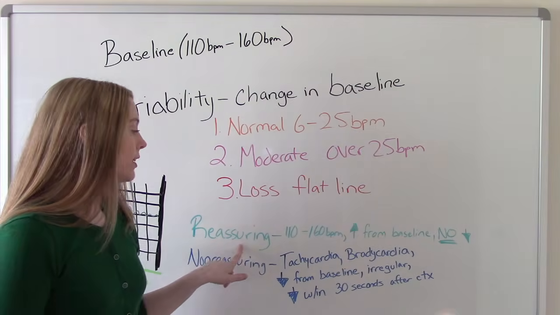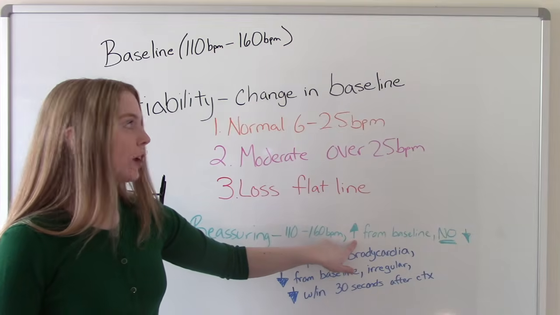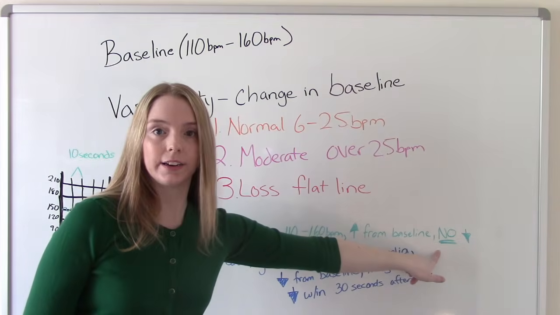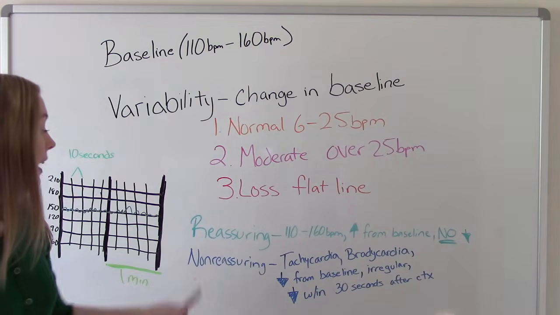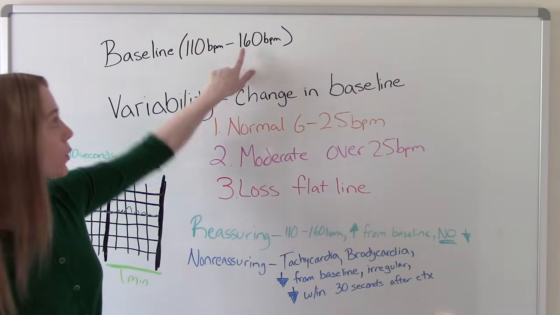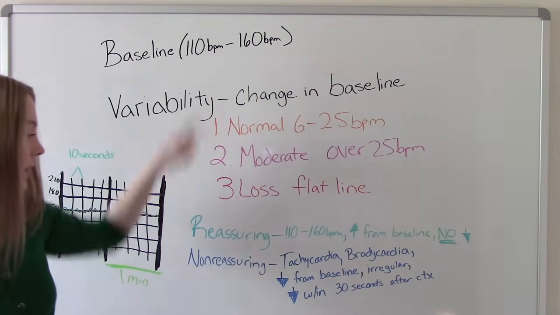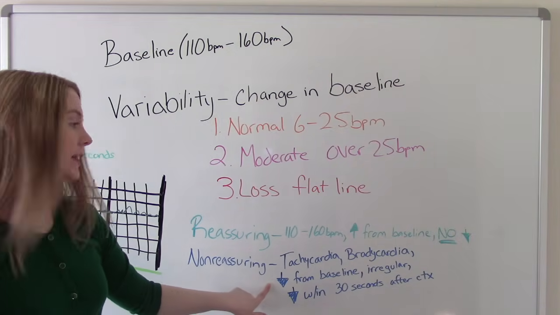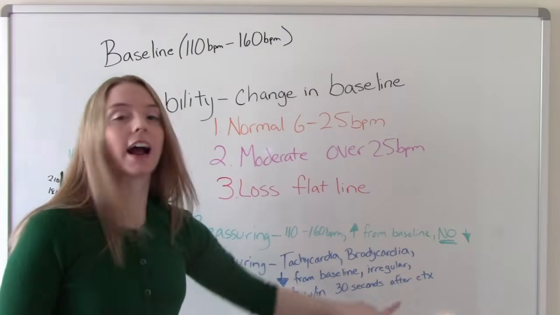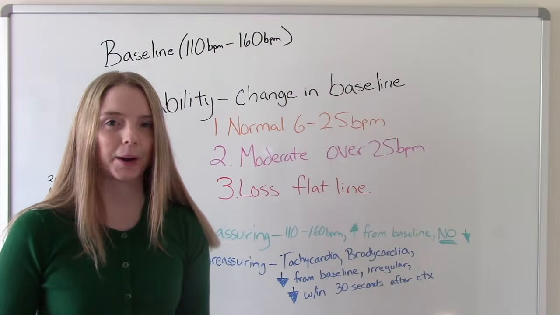So there's reassuring and non-reassuring fetal heart rates. A reassuring one is within that range, that 110 to 160. There are increases from the baseline, so like our normal or moderate, and there should be no decreases. Non-reassuring is when the baby is showing tachycardia, so greater than 160, bradycardia, so less than 110, several decreases from the baseline, an irregular rhythm, or decreases within 30 seconds after a contraction. And CTX, that's just a little shorthand for contraction, in case you were wondering.